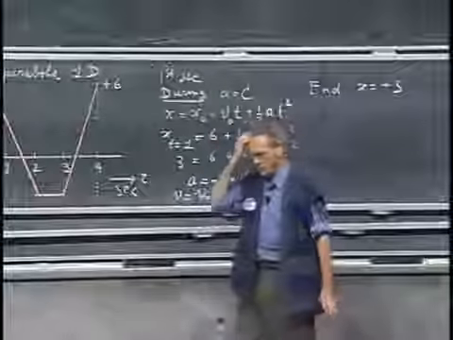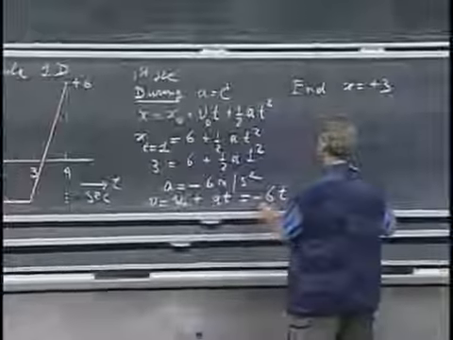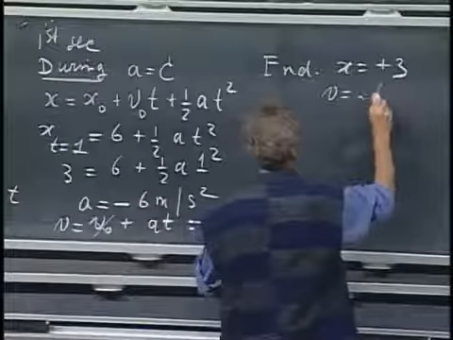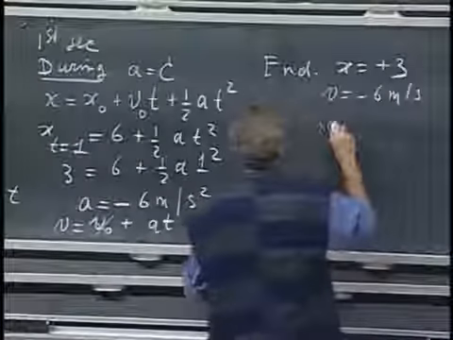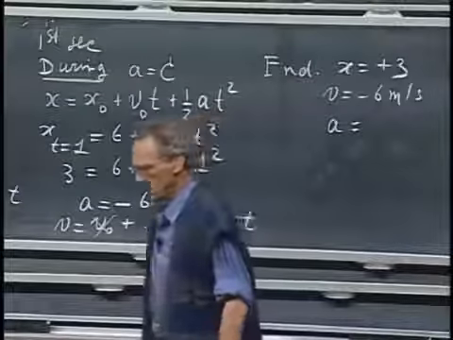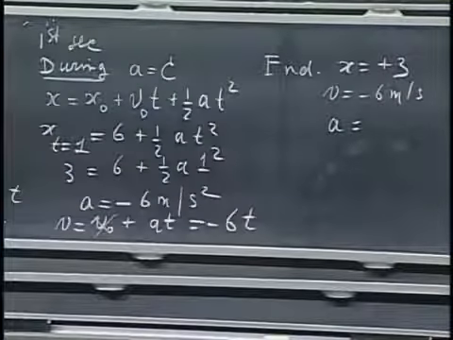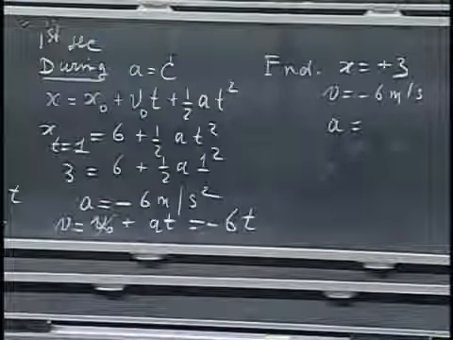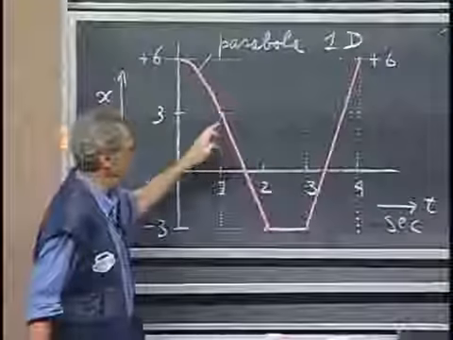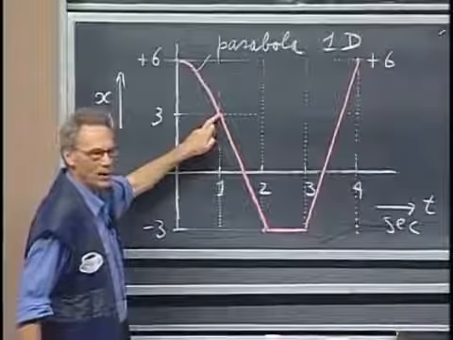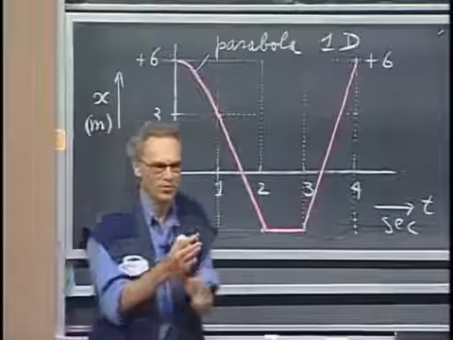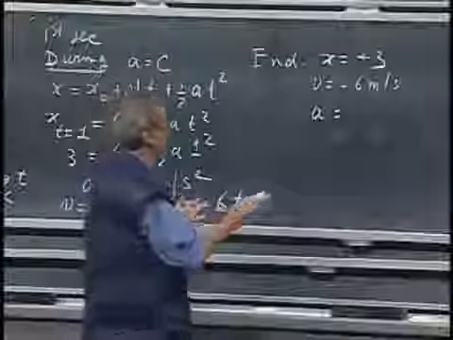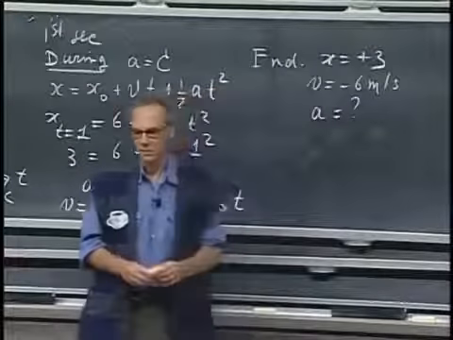What do I know about the velocity? Well, the velocity is minus 6. What do I know about a? I don't know about a. It's true that during this first second, a is minus 6 meters per second squared, but it changes abruptly at this point, so it's ill-defined at this point. In fact, it's actually non-physical. So I really don't know exactly at the end what the acceleration is.